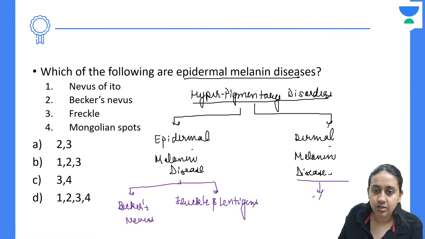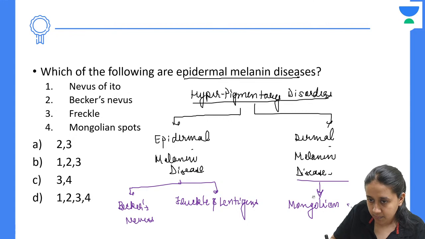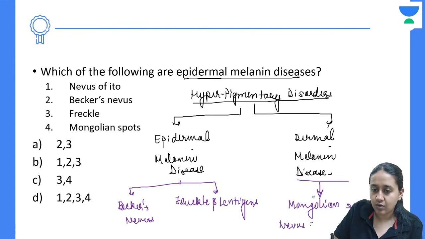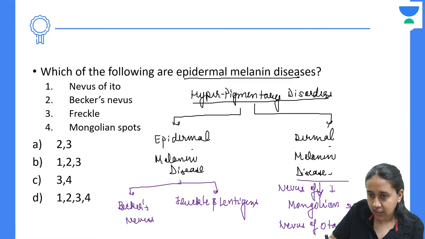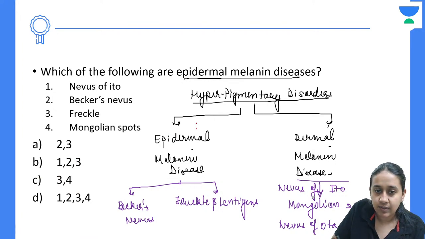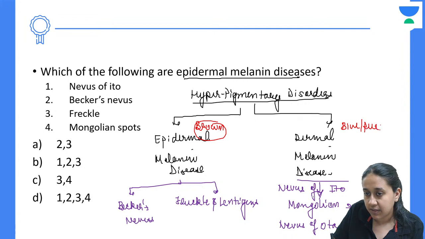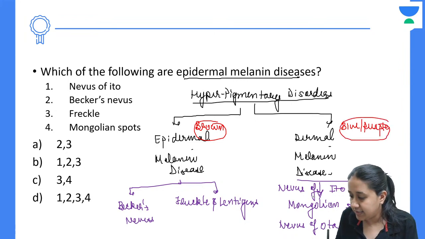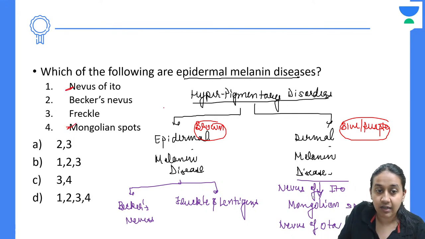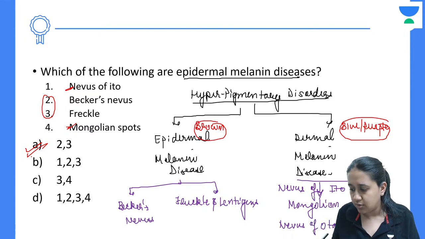For dermal melanin disease, you have Mongolian spot, nevus of Ota, and I'll write it here, nevus of Ito. How to differentiate them? Please remember that epidermal melanin disease will appear brown in color when you see it from outside, while dermal melanin disease will appear blue or purple. So now I think this question becomes very easy. Nevus of Ito and Mongolian spot are dermal, while Becker's nevus and freckle are epidermal. So the correct answer is option number 1. I hope this question is very easy and clear to everyone.